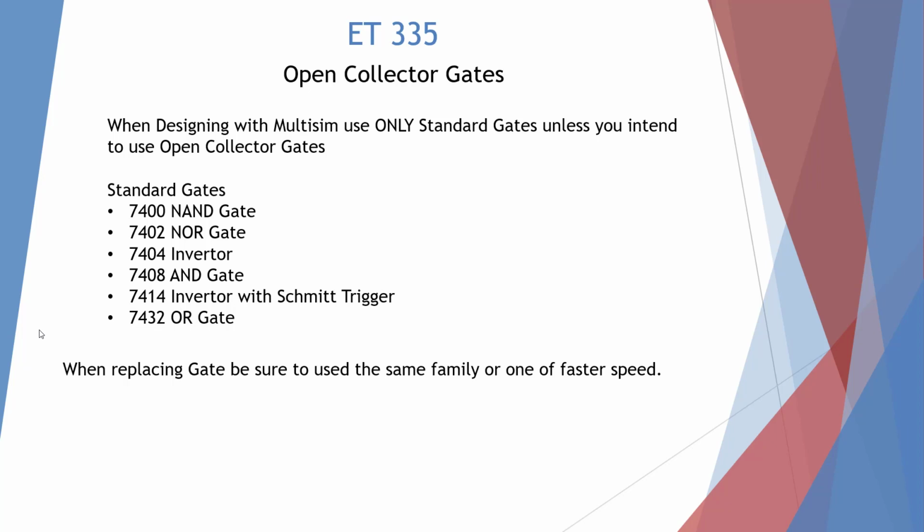So we should always use standard gates: 7400 NAND, 7402 NOR, 7404 standard inverter, 7408 AND gate, 7414 is an inverter with a Schmitt trigger, and 7432 OR gate. So we should always use the standard gates without having the issues. And another thing is, when replacing a gate, be sure to use the same family or one of a faster speed, otherwise you'll have issues.